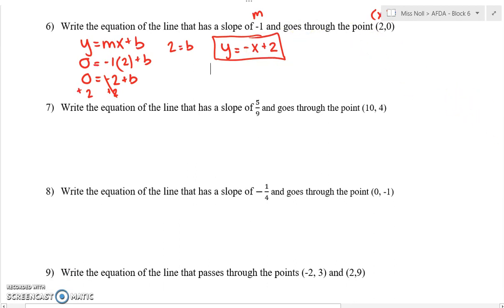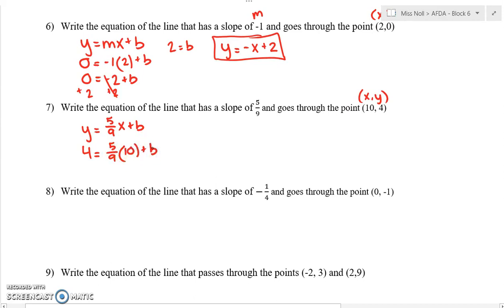Now sometimes we have fractions, like number 7, where the slope is 5/9. So I'm going to have y equals 5/9 x plus b, and I'm going to use this x, y point to plug in my values. So I have 4, plugging in for y, equals 5/9 times 10 plus b.